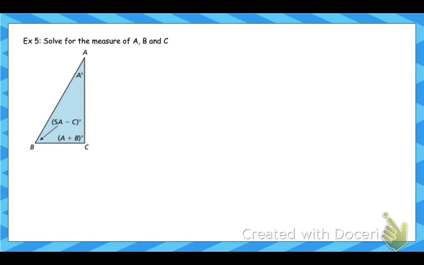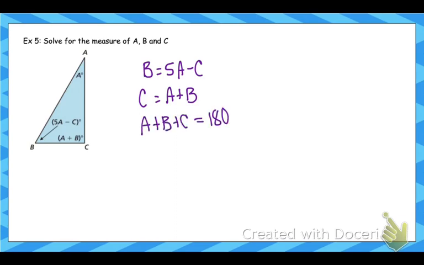All right, this last one, looking back at some geometry stuff. So we've got 3 angles of a triangle. What we know about this triangle is that angle B is equal to 5 times angle A minus C. It tells us that angle C is equal to angle A plus angle B. And the only other thing that we need, again, we have to have a third equation if there's 3 variables. We know what all 3 of those angles add up to. A plus B plus C are going to add up to 180.